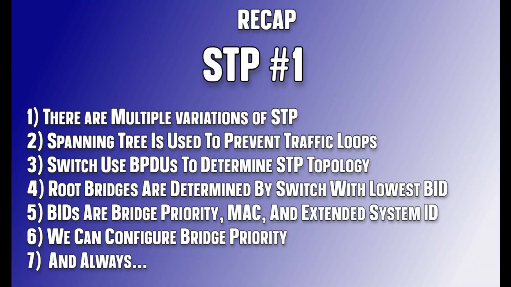Let's recap. Per VLAN spanning tree is one variation of the spanning tree protocol. We use spanning tree to prevent network loops for switch topologies with redundant links. BPDUs are what the switches use to communicate with each other and determine which paths will be used and which will be blocked to prevent traffic storms. A root bridge is selected by having the lowest bridge ID. Bridge IDs are made up of the bridge priority, MAC address, and an optional extended system ID. We can change the bridge priority for each VLAN instance in spanning tree so we can determine path selection and balance traffic over redundant links.